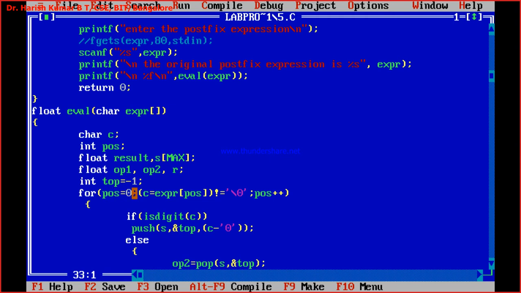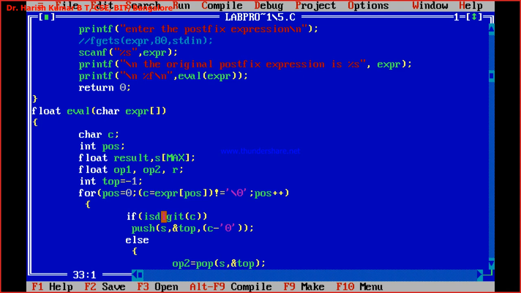From position is equal to 0 to EXPR of position not equal to null character, position plus plus. Okay. Next, after you scan the first operand or the first token from the given postfix expression, you have to check whether it is a digit. So is digit. There is a function with the name isdigit, using which you can check whether it is a digit.